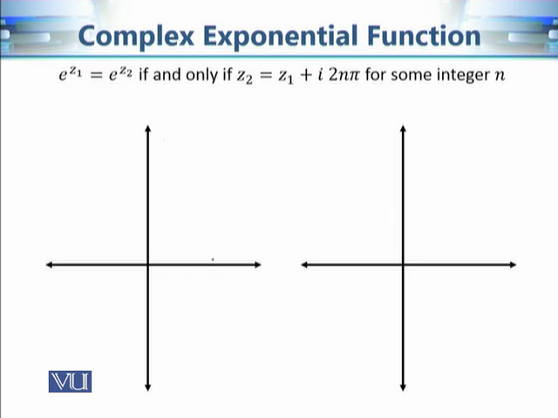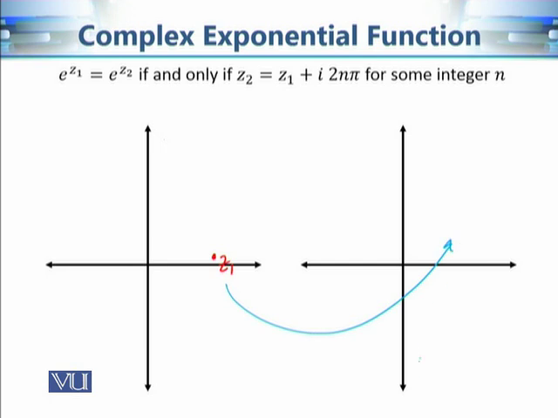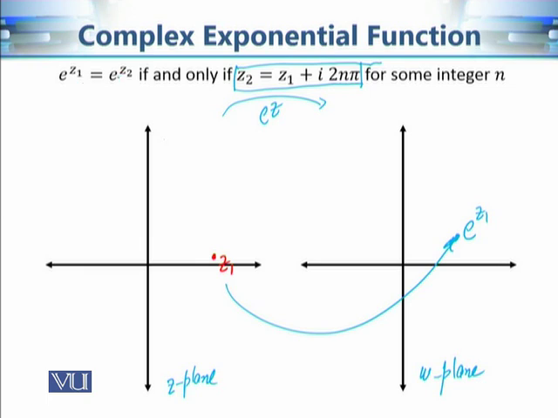If we have this number, for example, this is a complex number z1, and we map it to some number in the w plane. So this is the w plane, this is the z plane, and let's say this is the output of this exponential map. So this is e raised to power z, basically the value e raised to power z1. So according to this property, if e raised to power z1 is equal to e raised to power z2, then this can only happen if the difference between z1 and z2 is iota 2nπ.